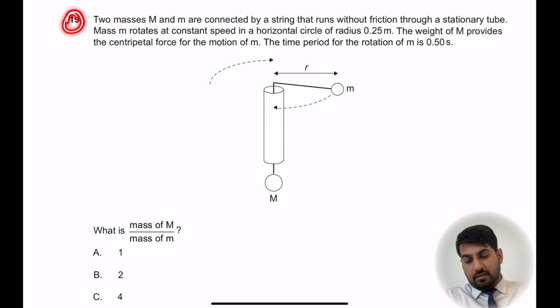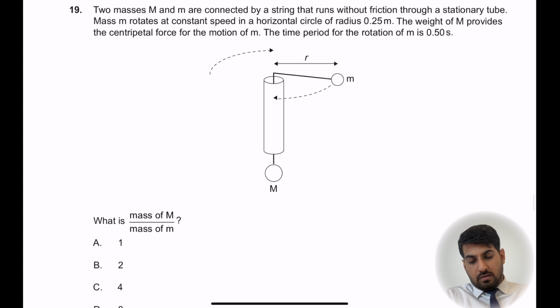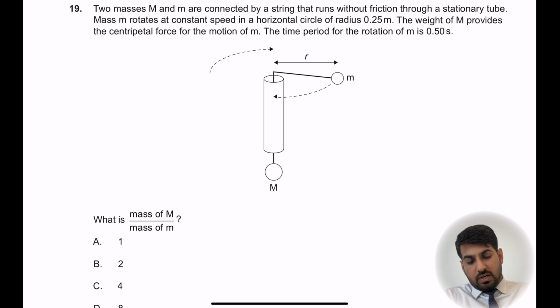Question number 19. Now there are two masses, capital M and small m, on a frictionless stationary surface, and m rotates in a horizontal circle of radius given to you. The weight of M provides the centripetal force, okay, that is already given. The time period is 0.5. What is the mass of capital M over small m? Now in such type of question, guys, this is quite simple. So what I can say, the weight Mg is equal to mv square by r.